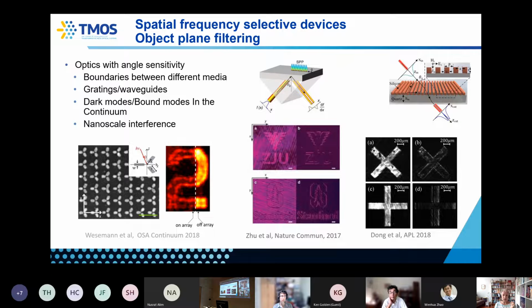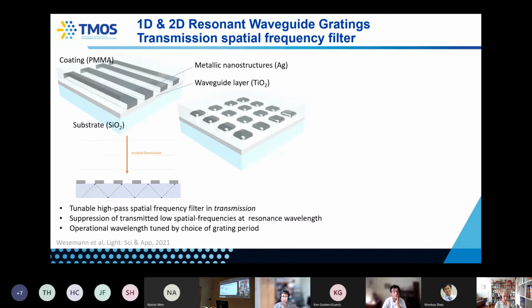And this was used to generate edge-enhanced images of both amplitude and phase objects. We've also looked at metasurface type structures, exciting symmetric modes on these nanoparticle ensembles to demonstrate some edge detection, and also grating structures as well. So there is an enormous range of systems that can potentially do this. Now we're focusing on trying to generate nice phase contrast images, and I just want to talk about a couple of devices that we've been exploring over the last couple of years.